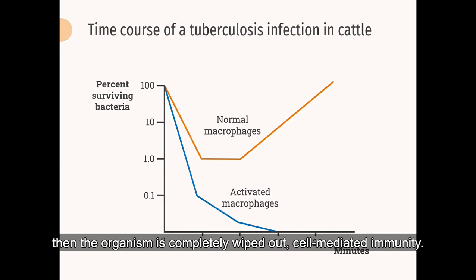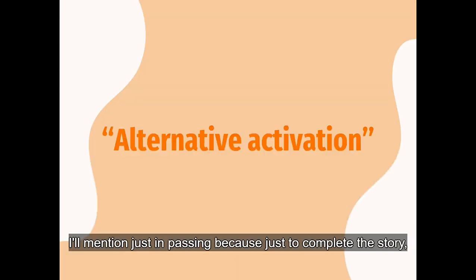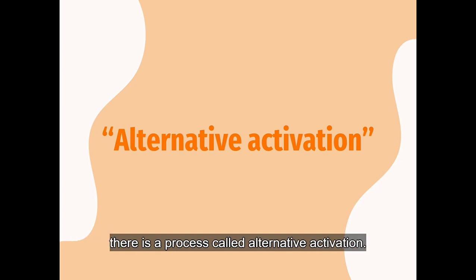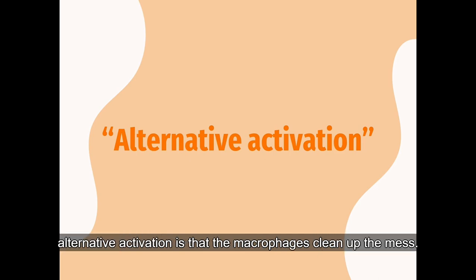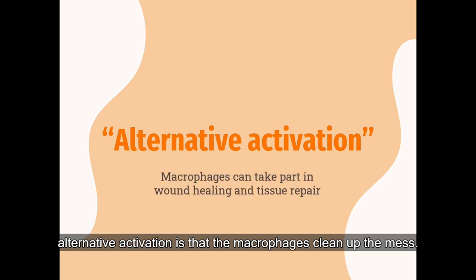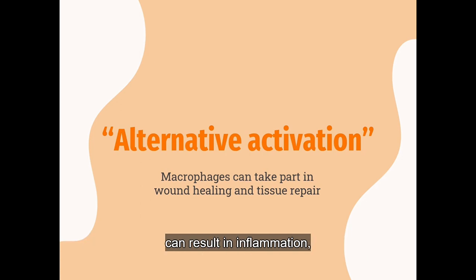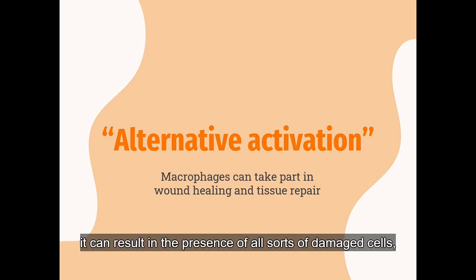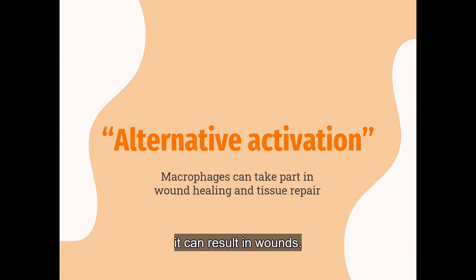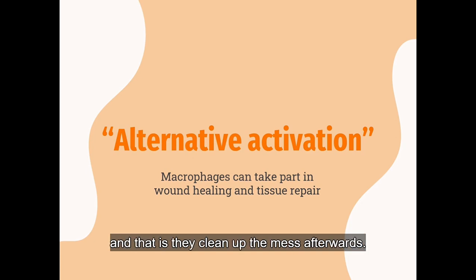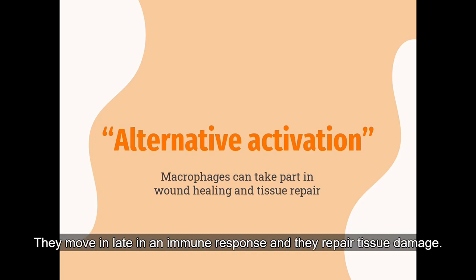Cell-mediated immunity. I'll mention just in passing, just to complete the story, there is a process called alternative activation. And essentially what happens in alternative activation is that the macrophages clean up the mess. Innate immunity especially, but even adaptive immunity, can result in tissue damage, can result in inflammation, it can result in the presence of all sorts of damaged cells, it can result in wounds. And macrophages have a second job to do, and that is they clean up the mess afterwards. They move in late in an immune response and they repair tissue damage.